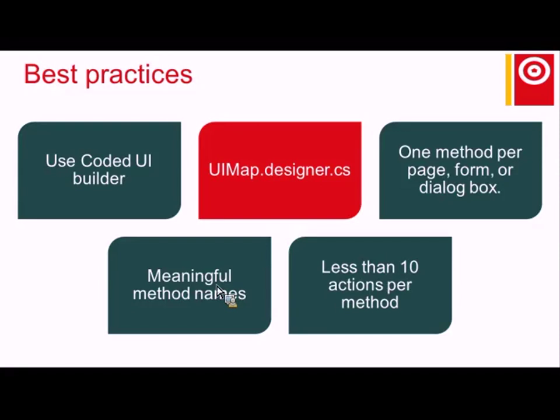The UI map designer file is regenerated each time we change the UI map file. So don't change text within that file. If you need to make changes in that file, or if you think you need to make changes within that file, stop and think again. If you still think you need to make changes in that file, move the code into the uimap.cs file. Remember I said partial class, across the two files, and then edit the code there.